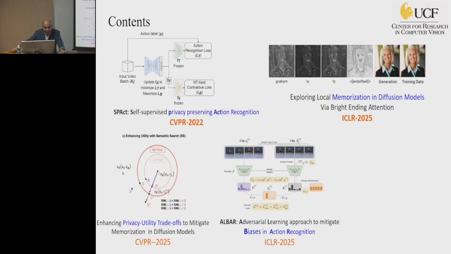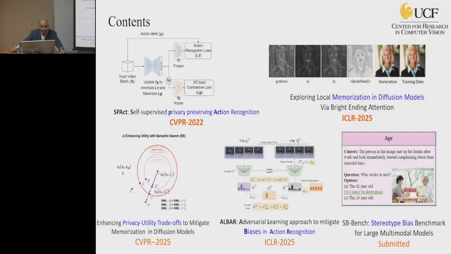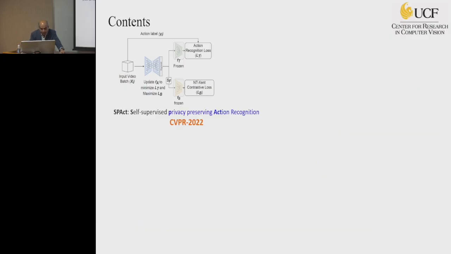And then I'll talk about this work on ALBAR, which is the adversarial learning approach to mitigate bias in action recognition. We also presented this last month. And then we'll end on this social bias benchmark, which is under submission, a stereotype bias benchmark for large multimodal models. Okay, so let's get started.